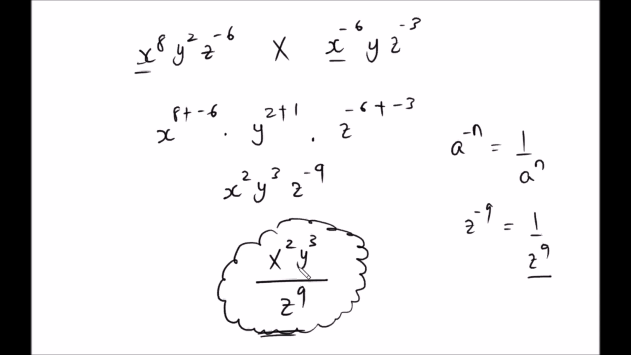So hapa mwisho hii ni x, nimeandika kama multiplication sign lakini ni x, you get the point. So let's see now example 2.